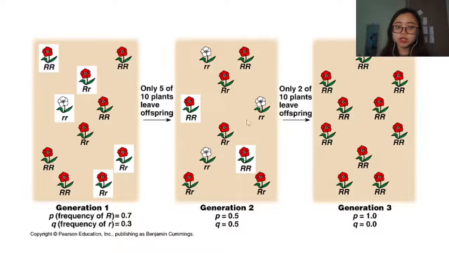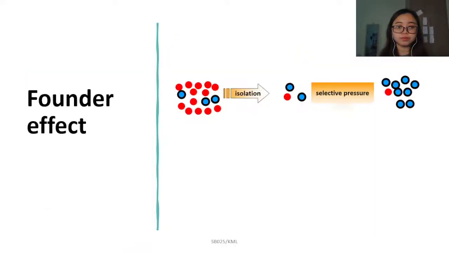And eventually, the newer generations will only follow the allele frequency of some. Dia punya allele frequency semakin berubah mengikut generasi, sampailah itu saja allele yang tinggal dalam generasi tersebut, dalam population tersebut. So we'll talk about the founder effect.